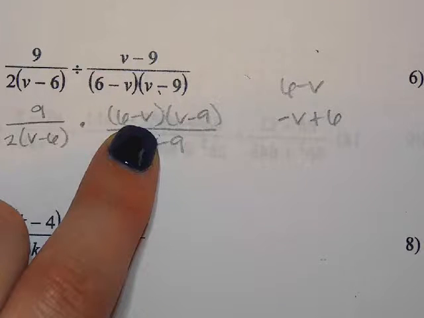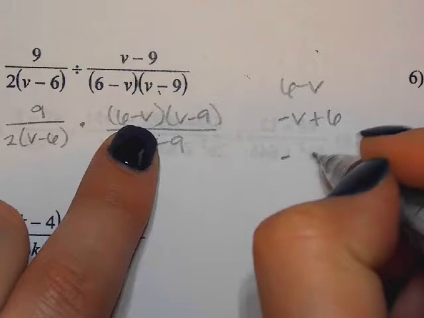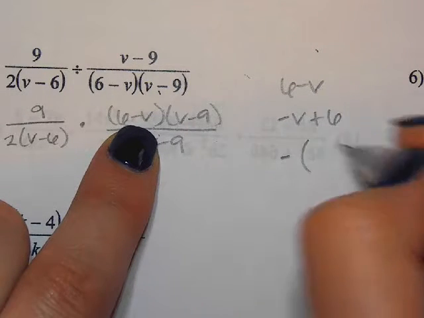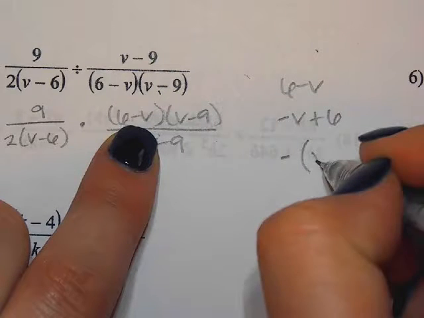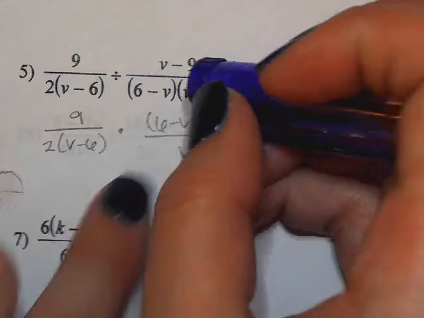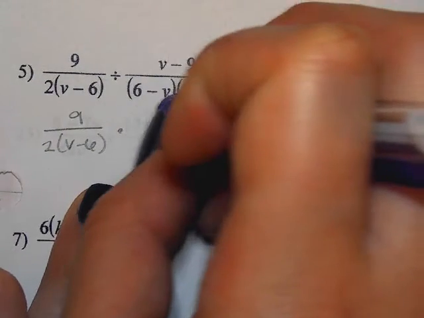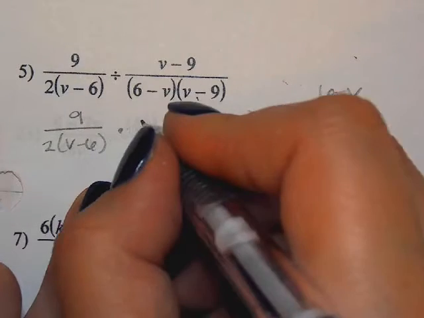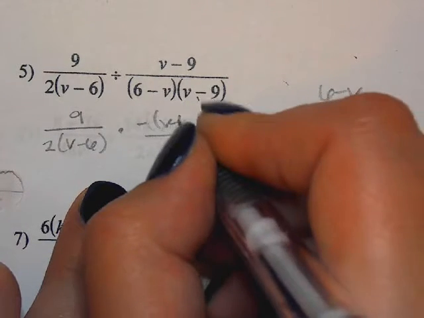And then when you have a negative in the front, what do you need to do? Take out the negative. And what would that give you? v minus 6. Okay, so I'm going to erase this factor because it was written in the wrong order. And we just fixed it to negative of v minus 6.